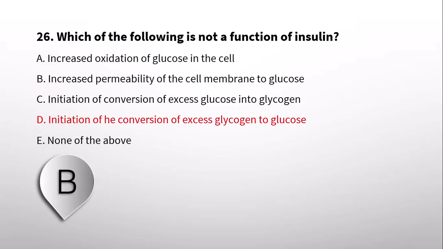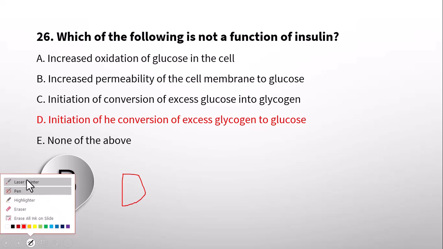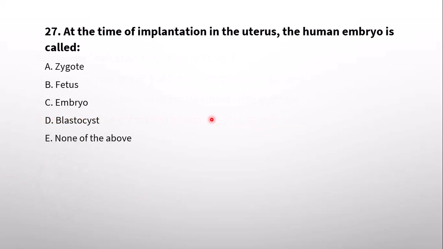Which of the following is not a function of insulin? This is initiation of the conversion of excess glycogen into glucose. No, it does the reverse. Yes. So D. Sorry. I don't know why there are a lot of errors here. But go with D. Not B. Yeah. D. At the time of implantation in the uterus, the human embryo is called the blastocyst. It's the blastocyst that implants. Yes.